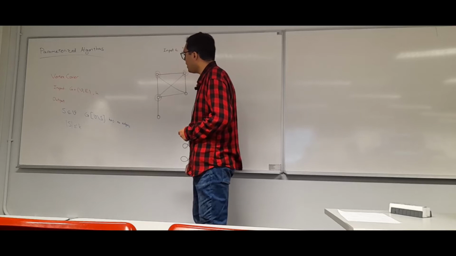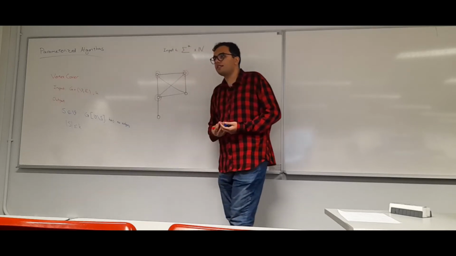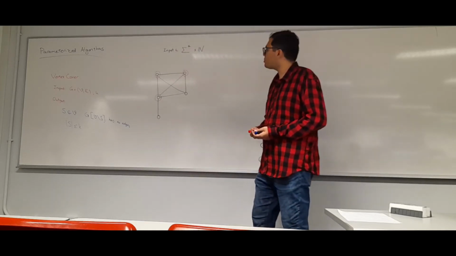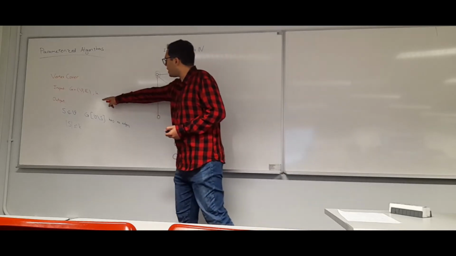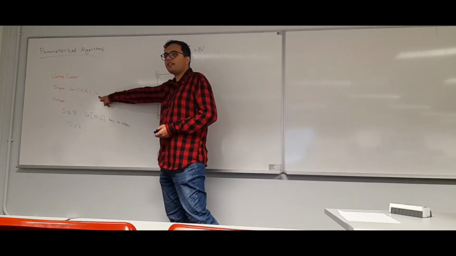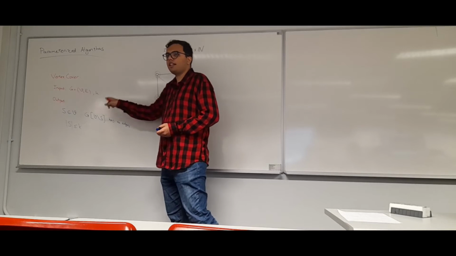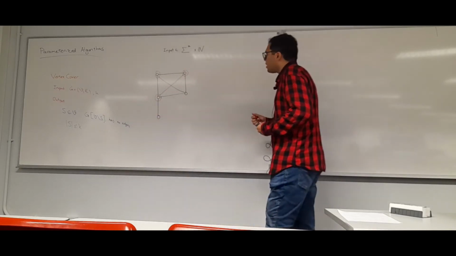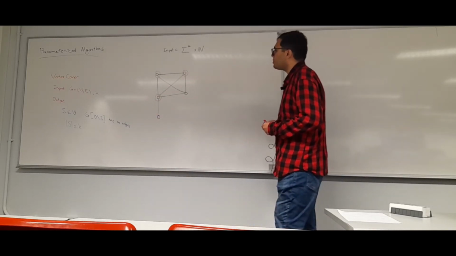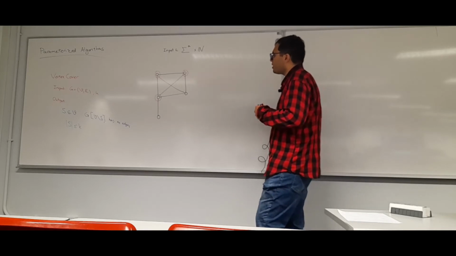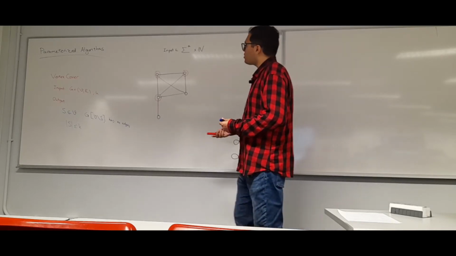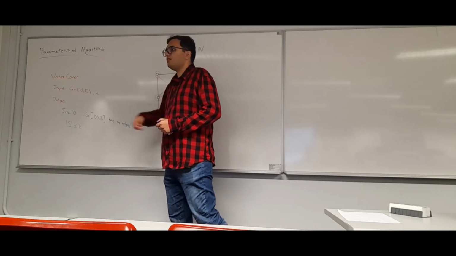Okay? But that's not how I want to analyze the runtime. Instead, I want to use this number k as my parameter, and I want to analyze the runtime based on both n and k. So I want to find an algorithm whose runtime is not just dependent on the size of the input, but also on this extra parameter k that was given to me.